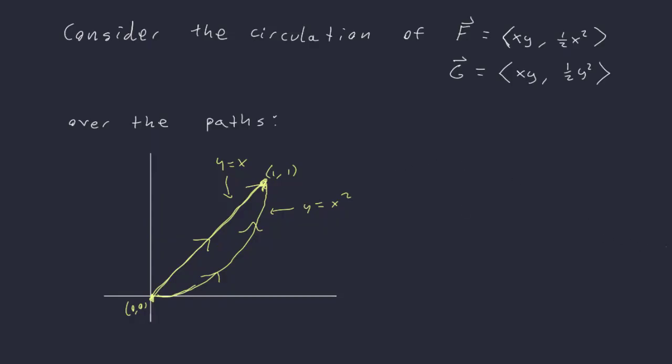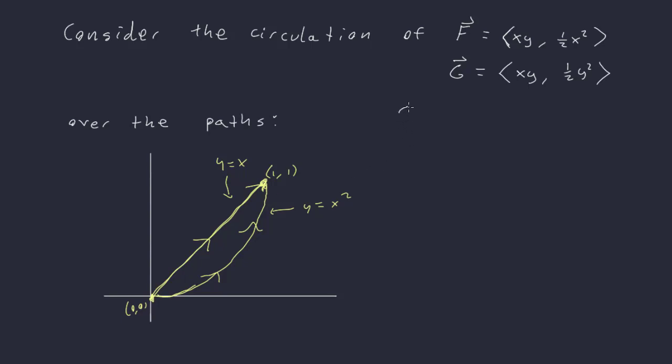Okay, now I want to take a step back to circulation for a minute. So now that we've looked at how flux works, we're going to focus more on circulation for a while, but flux will come up again later. Anyway, I want to look at the circulation of F and G, these two vector fields, that look very similar, right? I want to look at these two over two different paths. So notice that these paths both start and end at 0, 0 and 1, 1.